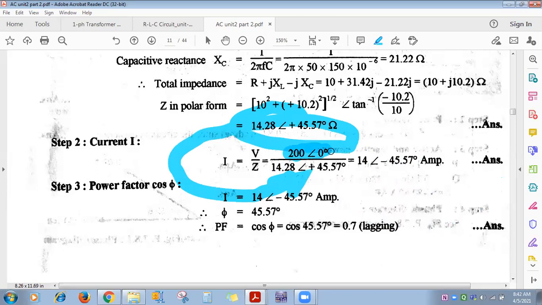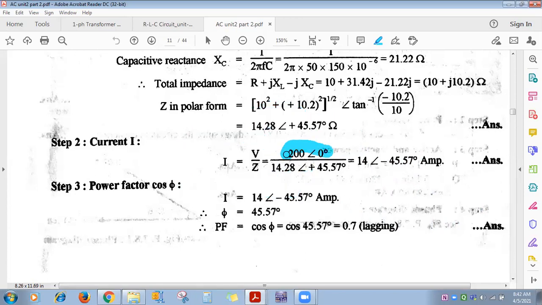So voltage is 200 at an angle of 0 degree, isn't it? In polar form, it's a division you have to do. For division and multiplication, terms must be in polar form. So it's already in polar form. So magnitude you can divide, you will get 14. And what you have to do with angle? Shift this angle from denominator to numerator. While shifting, you have to change its sign. So 0 minus 45.57 degree, you will get minus 45.57 degree. Any difficulty with current?